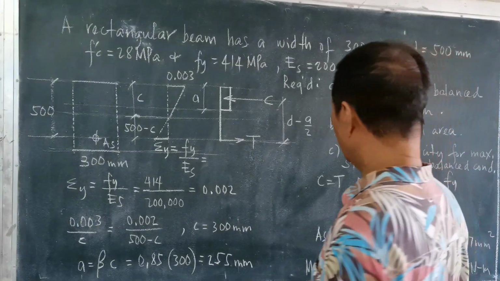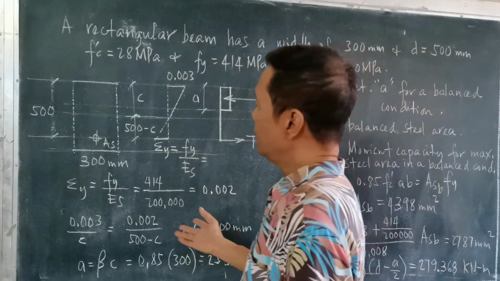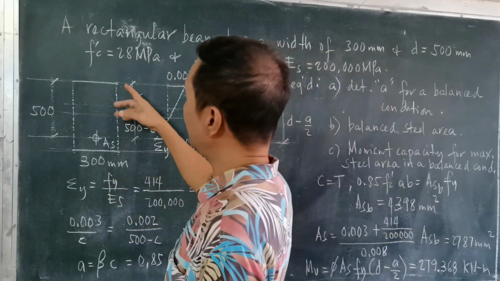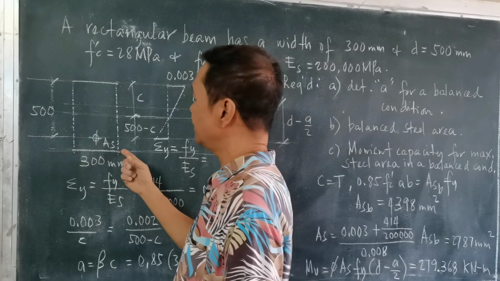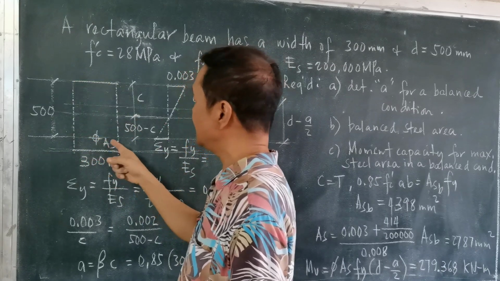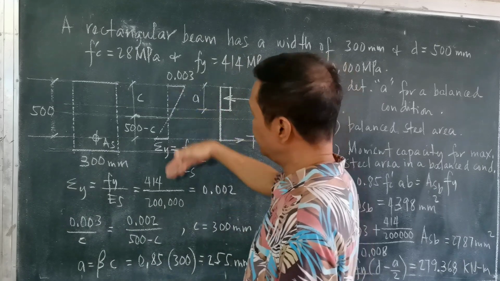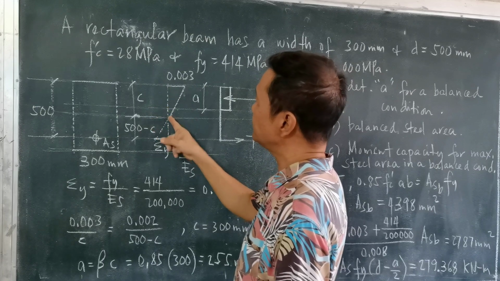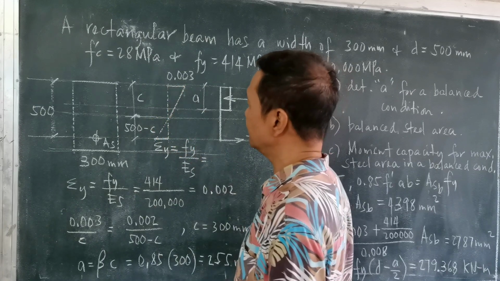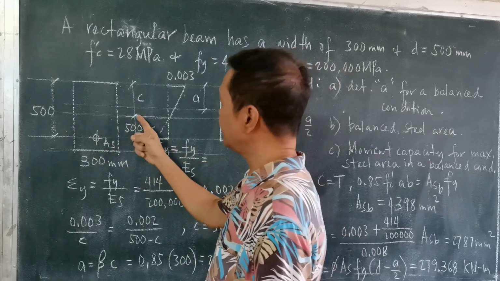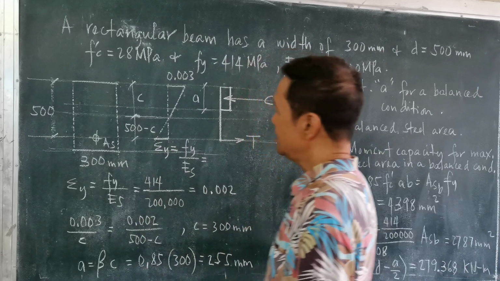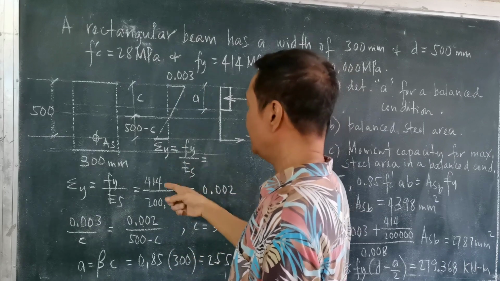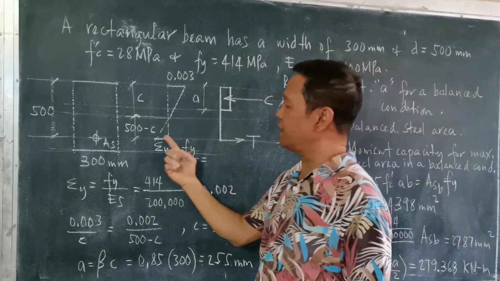So, before you can solve this correctly, you should be able to draw this as your guide in your solution. So, this is the given cross-section. The base is 300. The effective depth up to the center of the steel is 500 mm. So, in the strain diagram, up to this part is the C, the distance of the neutral axis from the top fiber under compression. And if the depth is 500, then this is 500 minus C. In the strain diagram, this is the permissible strain in the concrete, 0.003. And for a balanced condition, this will be automatic.